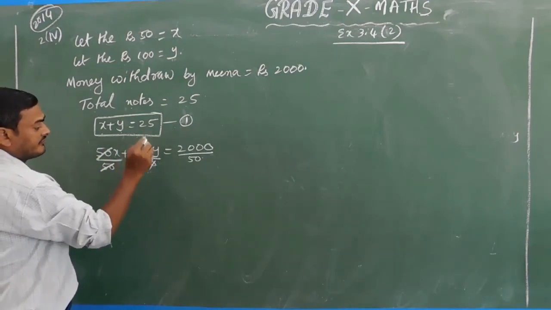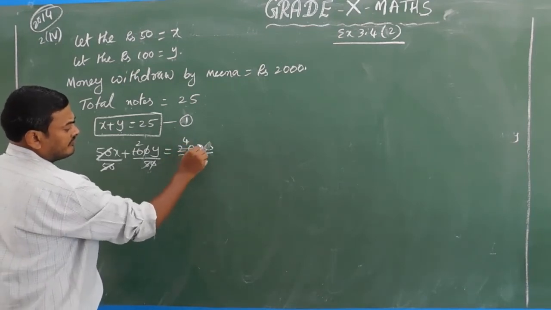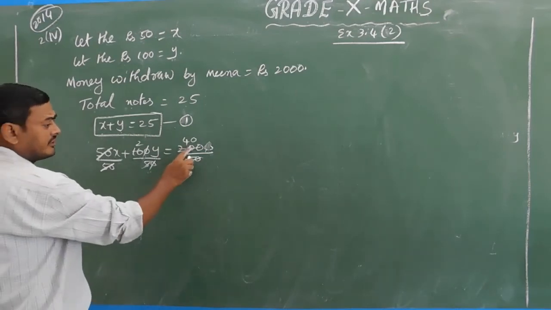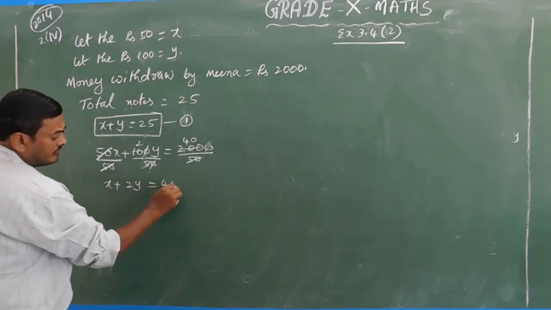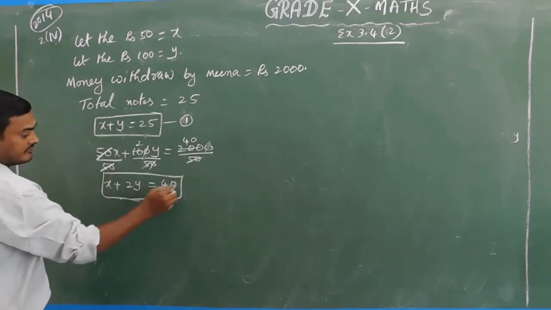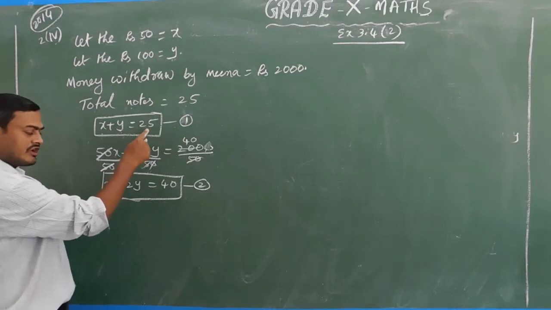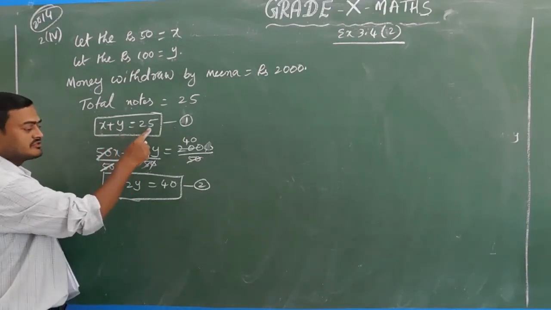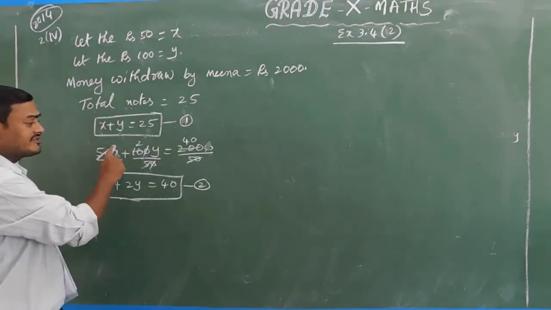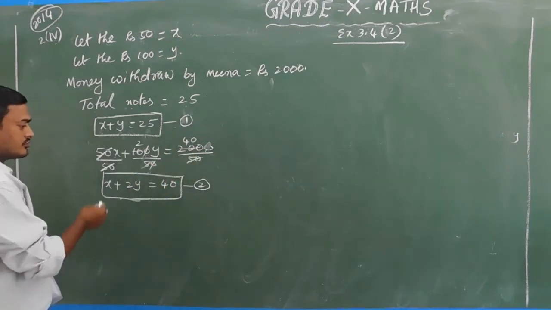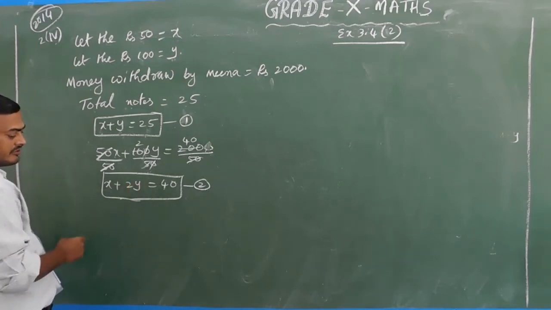50 divided by 50 is 1, 100 divided by 50 is 2, and 2000 divided by 50 is 40. Then what is remaining? x plus 2y equals 40. This is equation number 2. The total notes are 25, and the total amount is 2000, so from this we get x plus 2y equals 40, equation number 2.